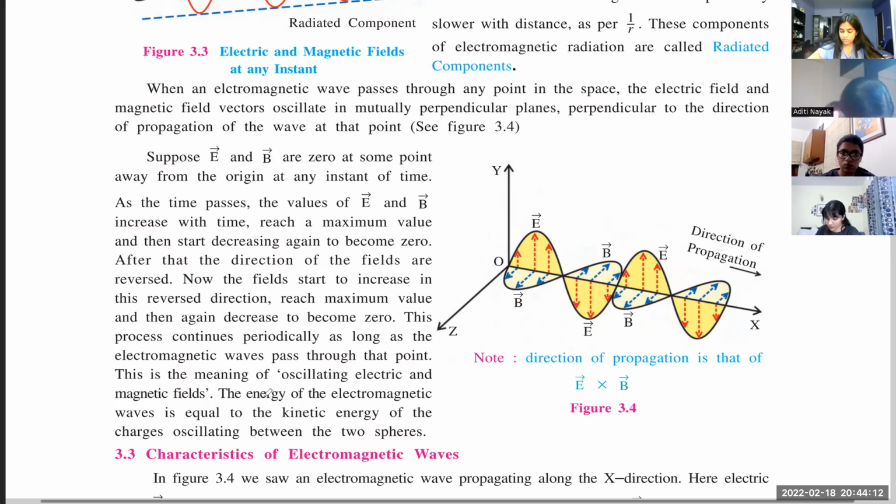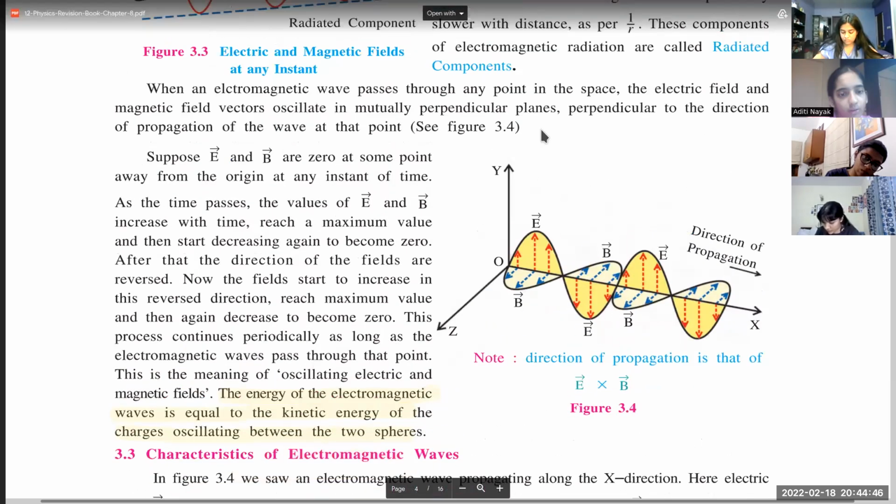After this, write the energy of EMW. Don't write full electromagnetic, write EMW in place of electromagnetic waves. The energy of the EMW is equal to the KE of the charges oscillating between the two spheres.